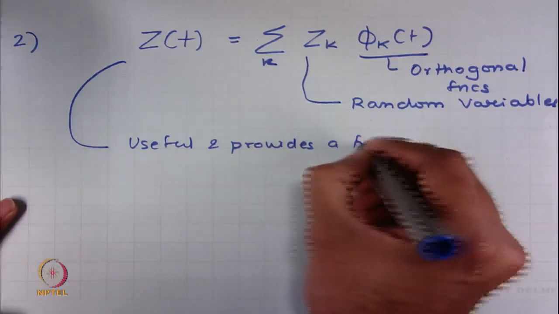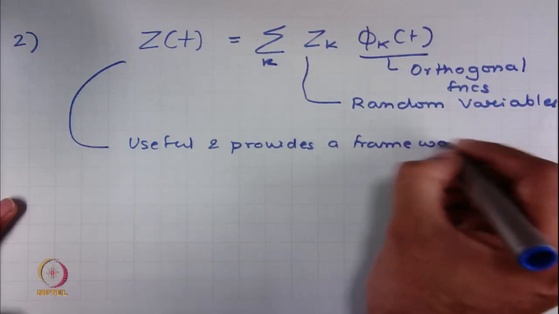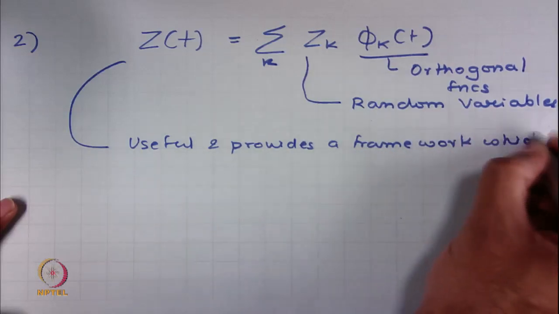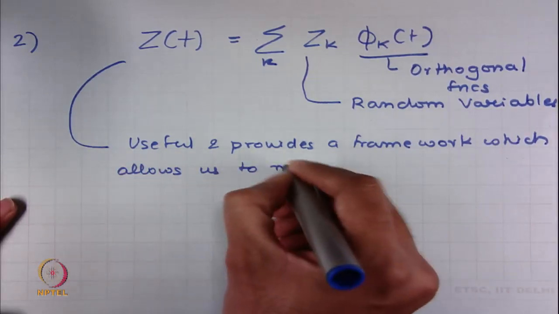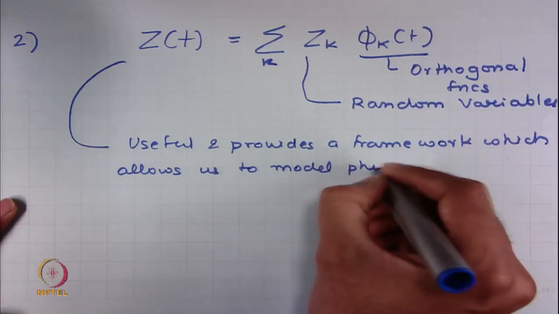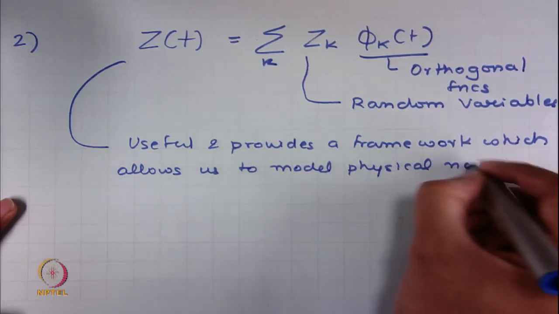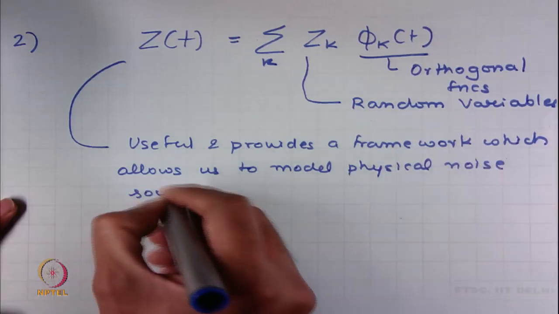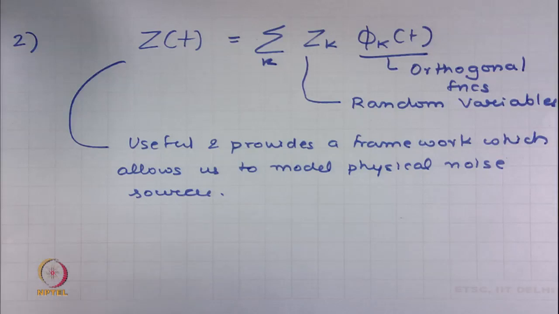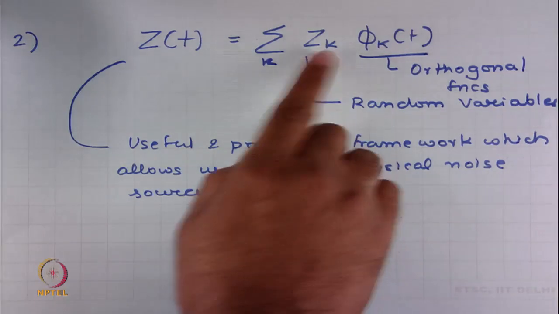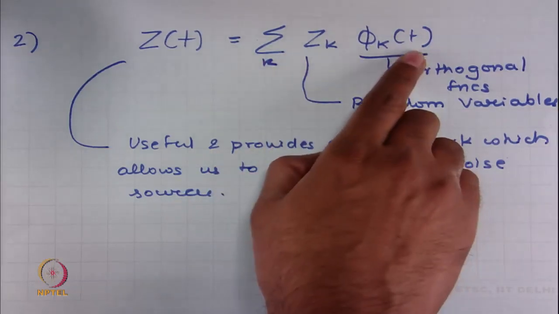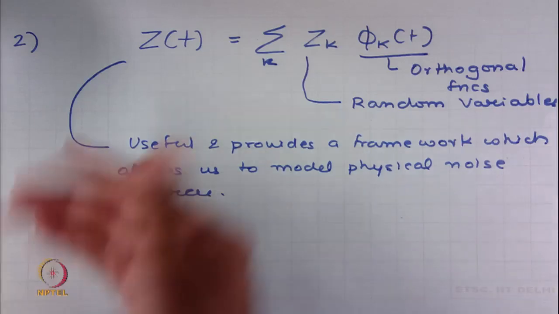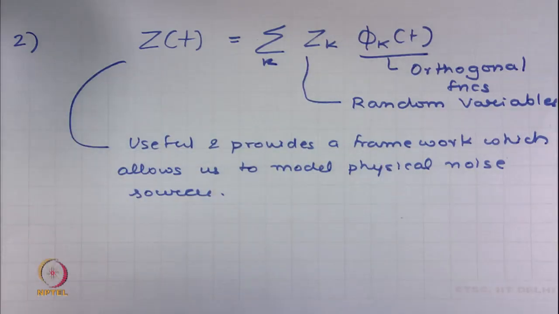So, this idea that you can think about a random process like this is very useful, and it provides a framework which allows us to model physical noise sources. This is a very important idea of trying to think of random processes as a sum of random variables times orthogonal functions, or trying to express a random process in terms of its orthogonal expansion. So, let us see why this can be correct.